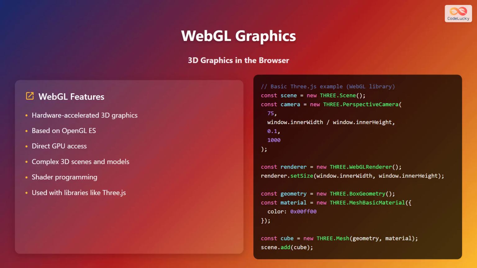Here is a basic example using Three.js, a popular WebGL library. This code sets up a scene, camera, and renderer, creates a green cube, and adds it to the scene. This is a starting point for creating more complex 3D graphics using WebGL.